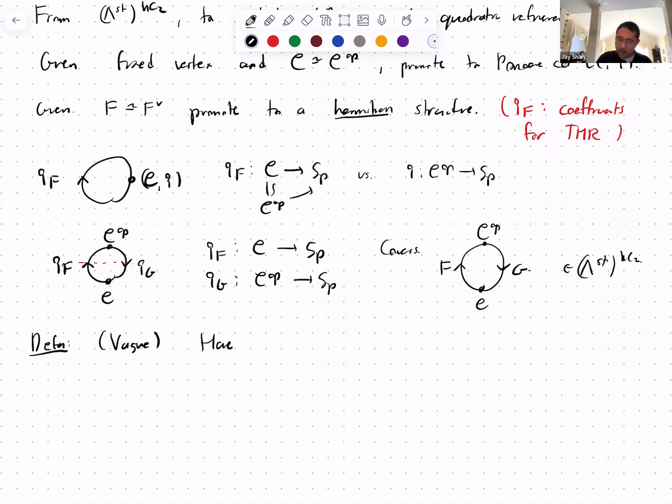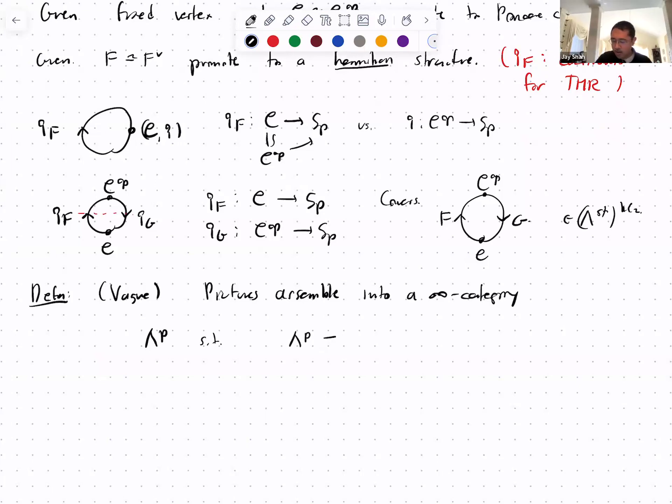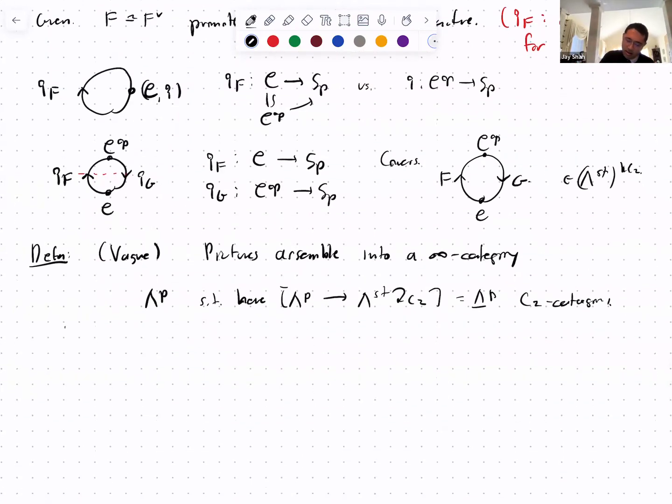Vaguely speaking, these pictures assemble into an infinity category lambda p, such that I have a C2 category, which is, again, a presheaf on the orbit category of C2, together with a C2 co-Cartesian fibration over lambda op HC2.